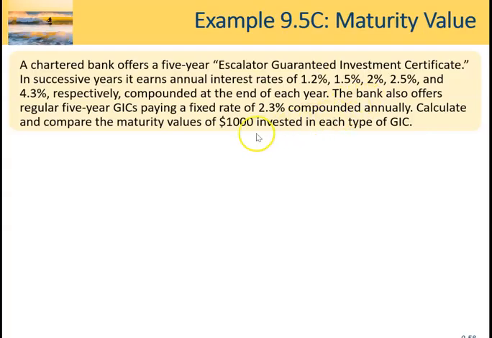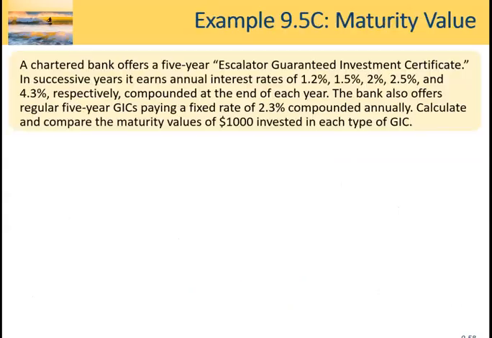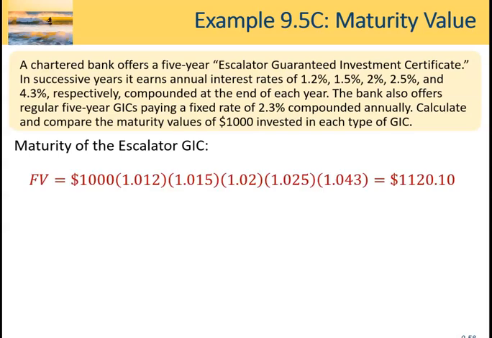The bank also offers a regular 5-year GIC paying a fixed rate of 2.3% compounded annually. So that one you can do using this formula, or use the functions, or try both. Do it manually and then try the functions on the financial calculator. Okay, so let's give it a try. You multiply that out to get your future value.